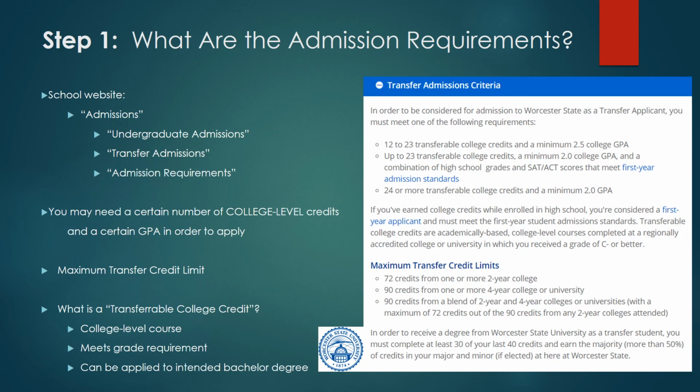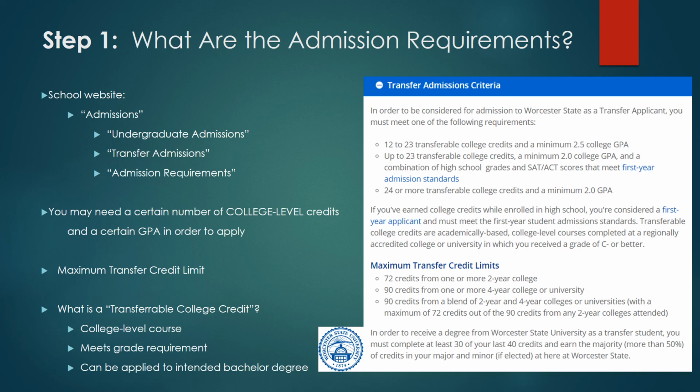Step 1 is incredibly important. What are the admission requirements? Can you apply for admission to a school? You can find this information by going to the school's website under admissions, then undergraduate admissions, transfer admissions, and admission requirements. You may need a certain number of college level credits and a certain GPA in order to just apply to the school. This is an example from Worcester State University, and their criteria is what most schools offer as their criteria in order to apply.